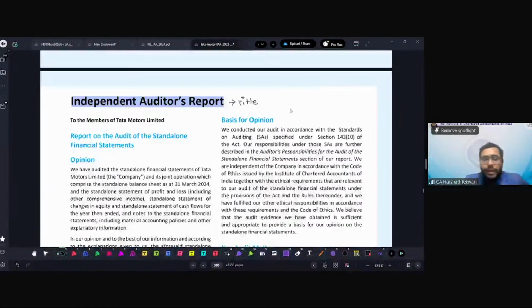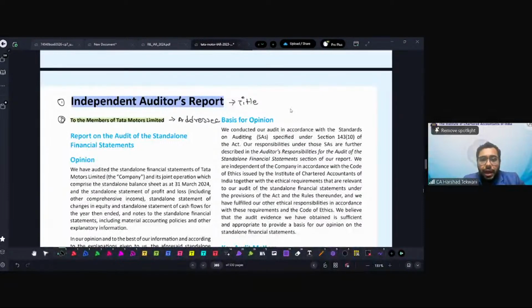Then the next part is the address part. To whom is it addressed? It is always addressed to the members of the company. Always. So the addressee will be the members of the company, not the management, not the board of directors, not those charged with governance, but the members of the company. Remember that. So this is the first point, and this is the second point.